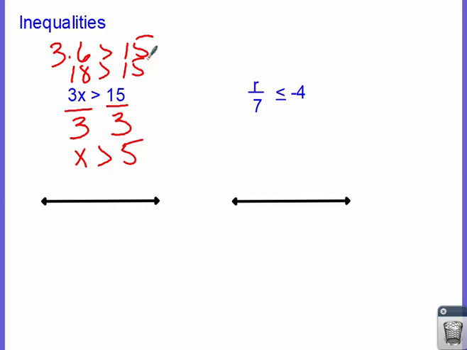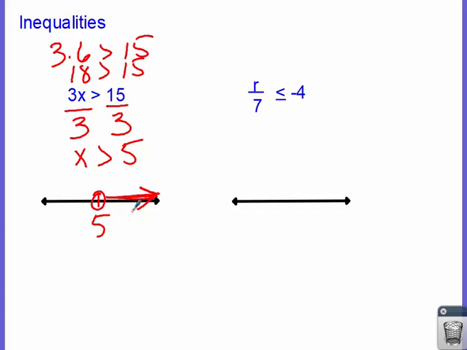Yes, it is. Excellent. So to do a quick graph, I'll just put a slash on the graph, a tick mark. I'll put a 5 underneath it. Because it just says greater than, I'm just going to put an open circle, and I'm going to shade to the right. For division, we do the same thing.